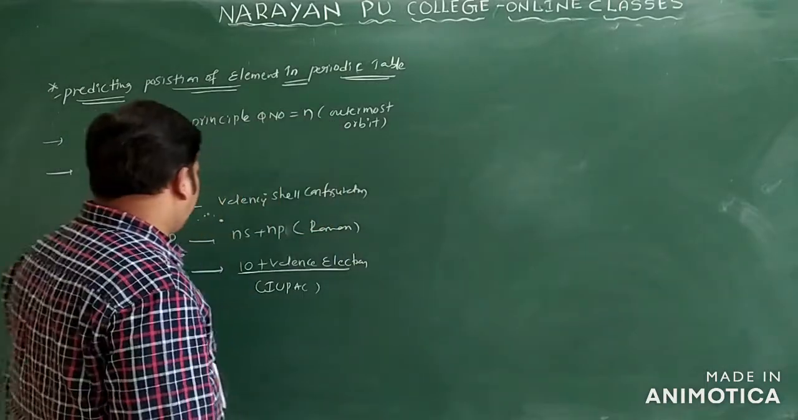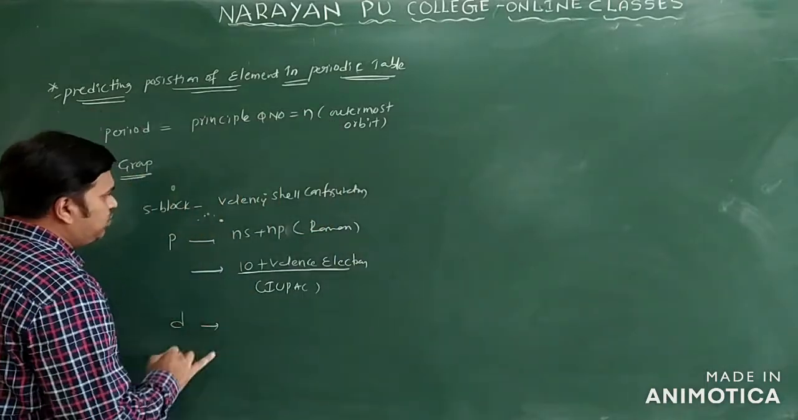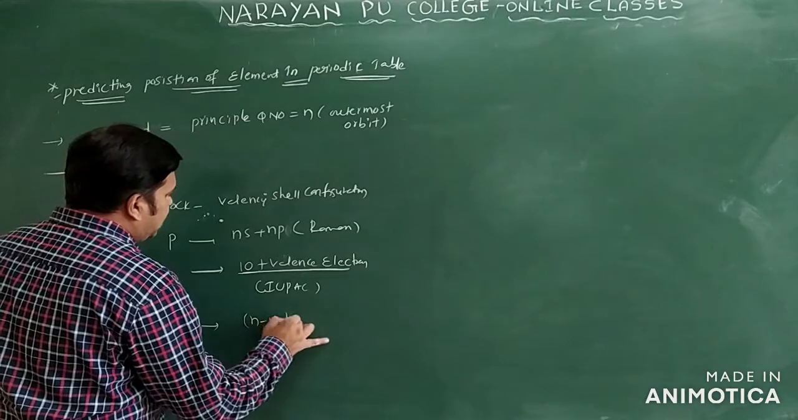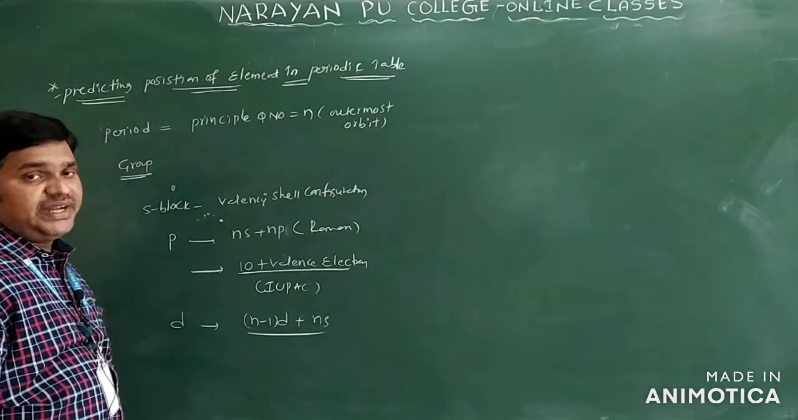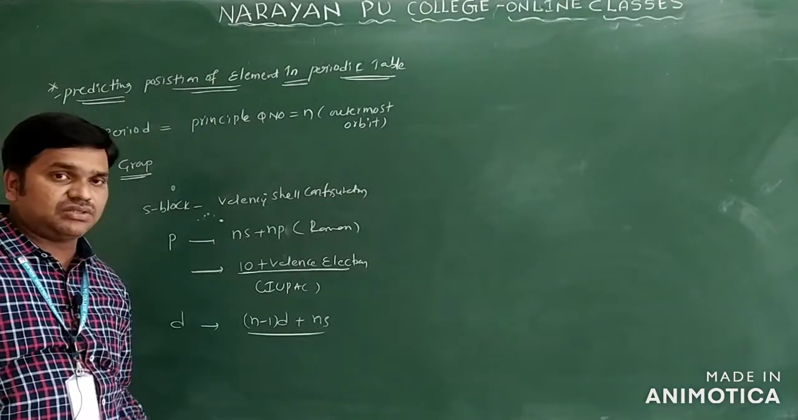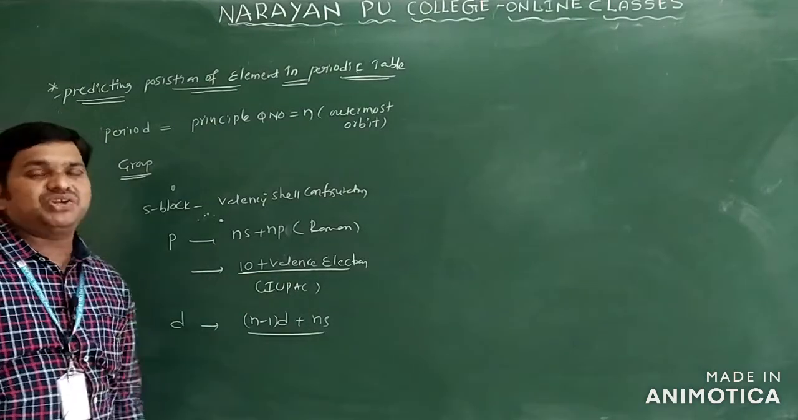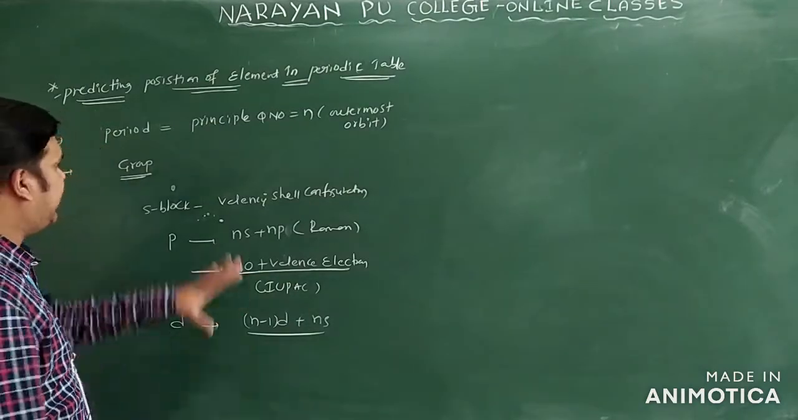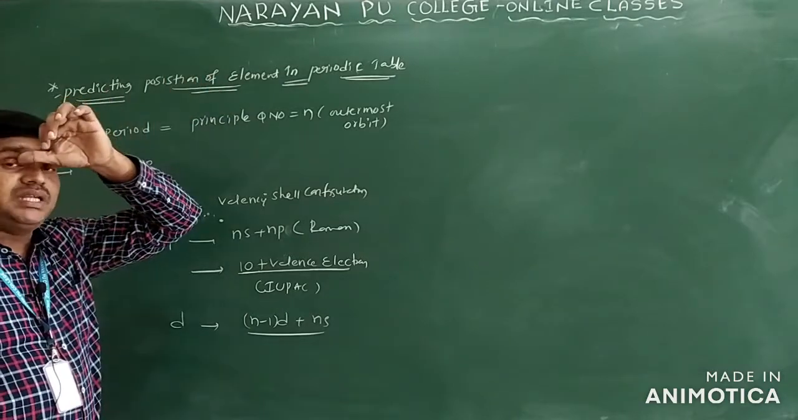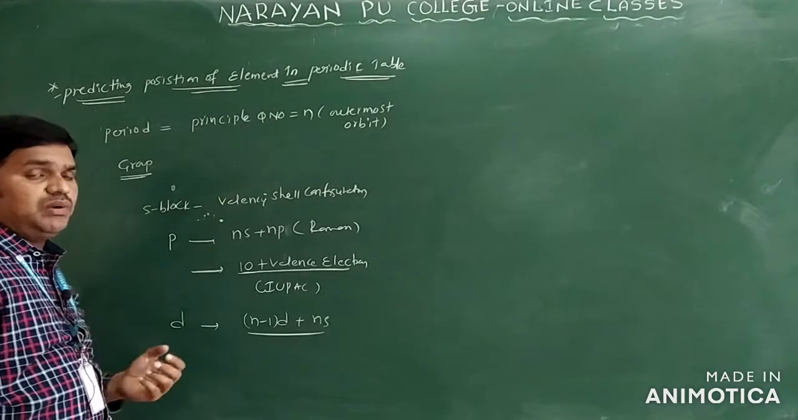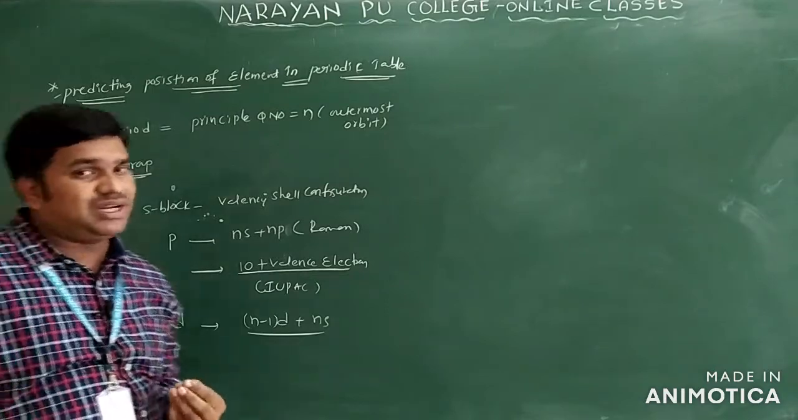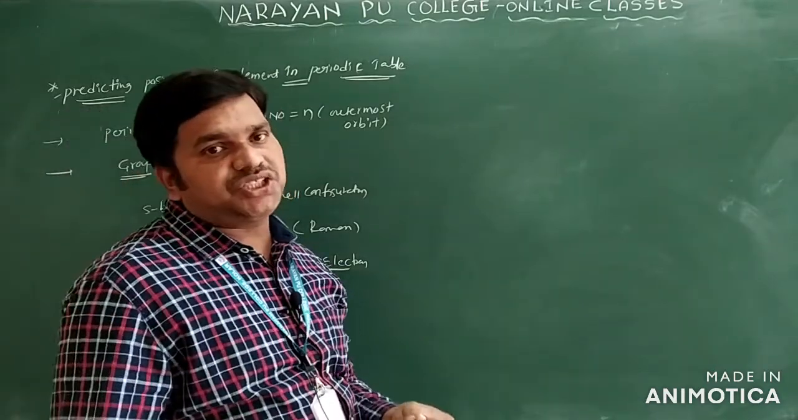If we take the d block elements, generally you can add (n minus 1) d electrons and ns electrons. When (n minus 1) d electrons and ns electrons are added, you will get a particular group number. So this is the identification of elements in the periodic table, which period it belongs to and which group it belongs to. But here we have to write the electronic configuration of the elements.